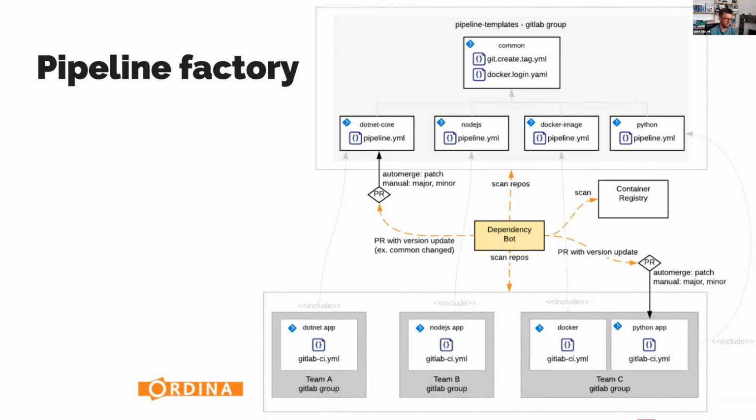But thanks. So how this works is there's a dependency bot that's actually a scheduled job that we implemented that scans the templates for changes and all the teams' projects that are using these templates. And as soon as a change is detected, it will automatically create merge requests to each team. Hey, there's a new version of your template. These are the changes.